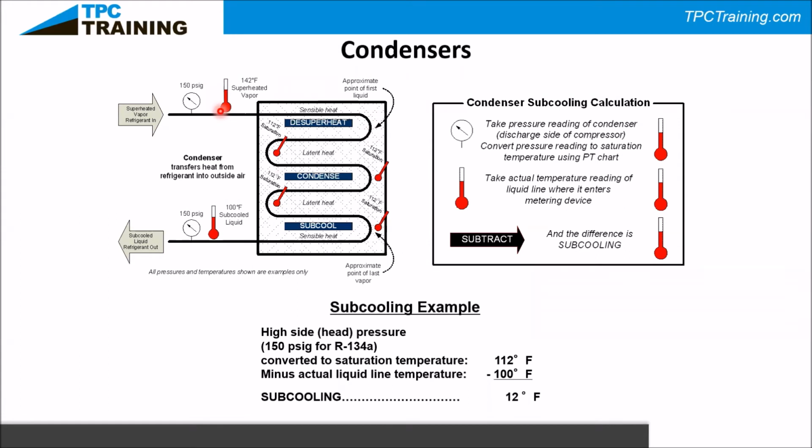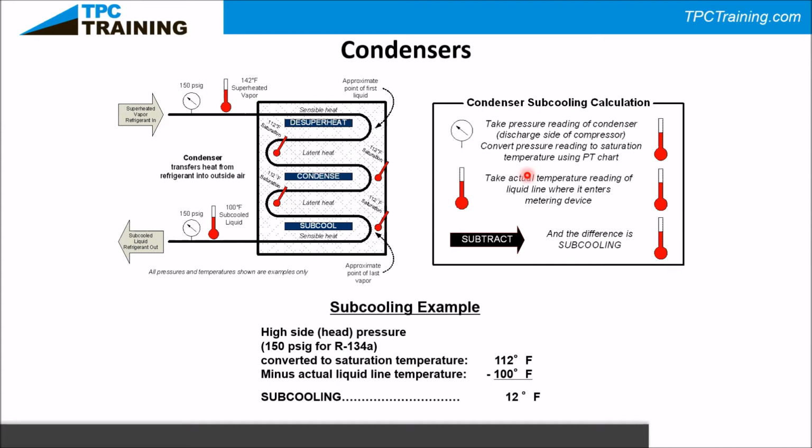So for this example, we're taking a manifold gauge, red in color this time, and placing it on our liquid line. And then we're going to get that 150 and convert it to an actual temperature. On a PT chart, it shows you that at different pressures, you have different temperatures your refrigerant's going to be at.